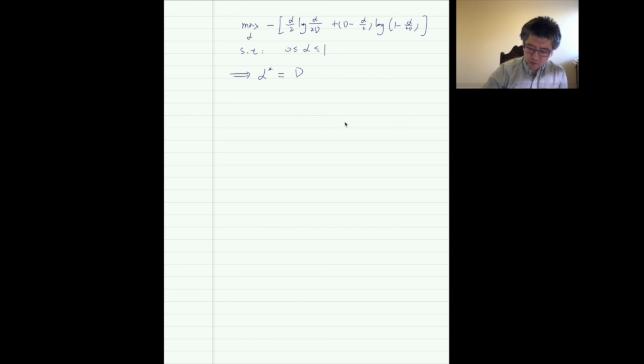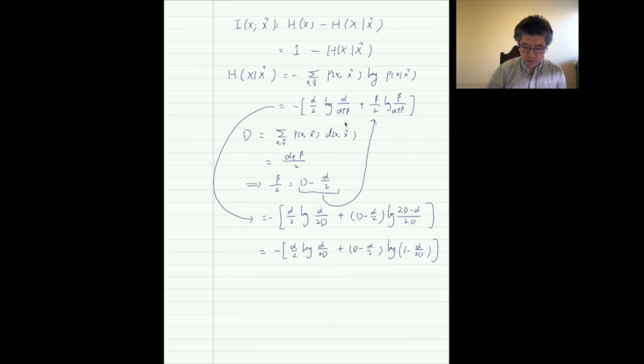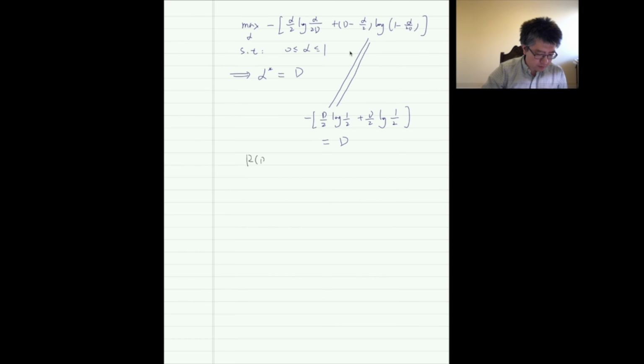Okay, then we can put alpha equals to d, and then eventually what we get here is that you can see both terms become that, and then this is equal to d. Okay, therefore remember that this mutual information equals 1 minus this guy, and we know the maximum value of this guy is d. Right, therefore the rate distortion equals 1 minus d, where d is alpha, right? So d is between 0 and 1.